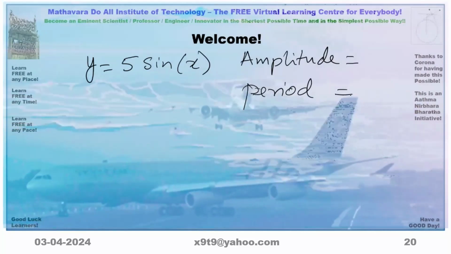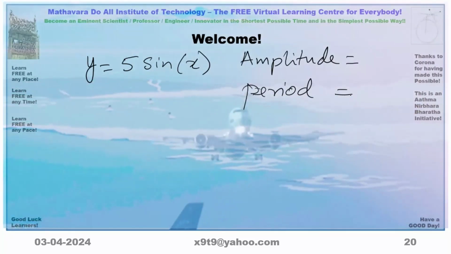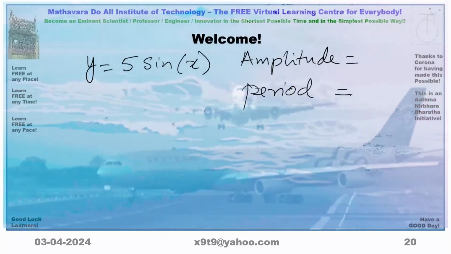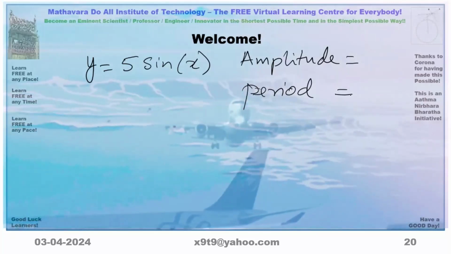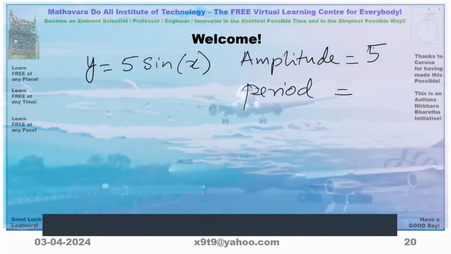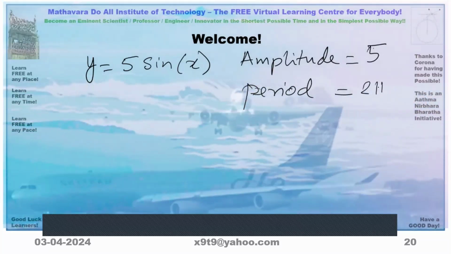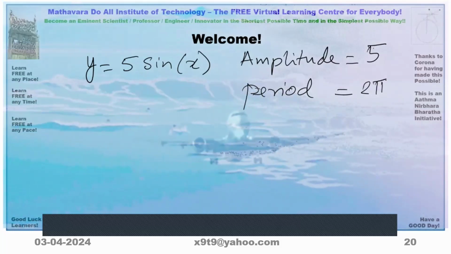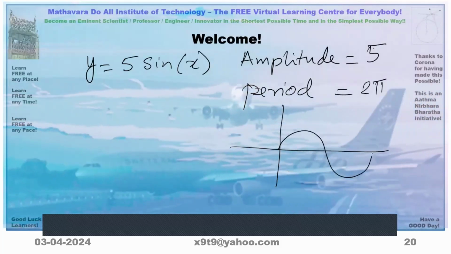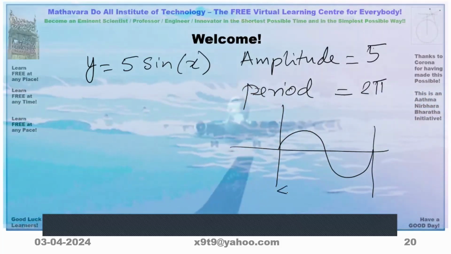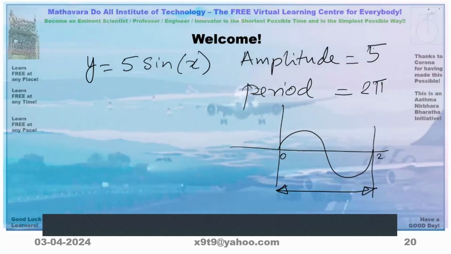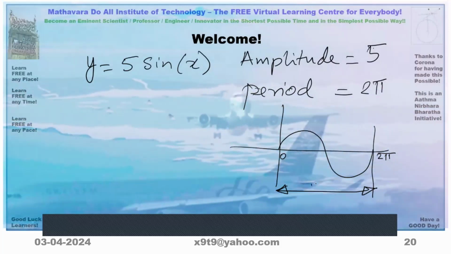Hello, hello. What is the amplitude? 5. Correct. What is the period? No, it is 2 pi, sorry. Why? Period is 2 pi. See, we write like this. So this distance is the period. So it is 0 here, 2 pi here. So this length is 2 pi.